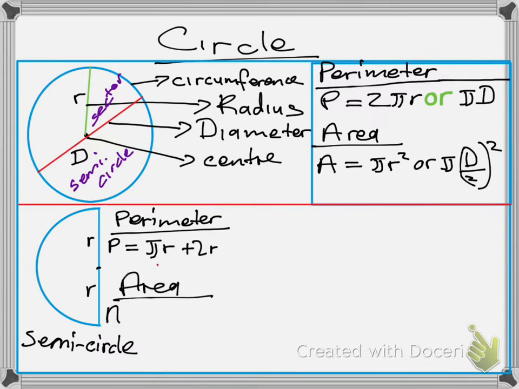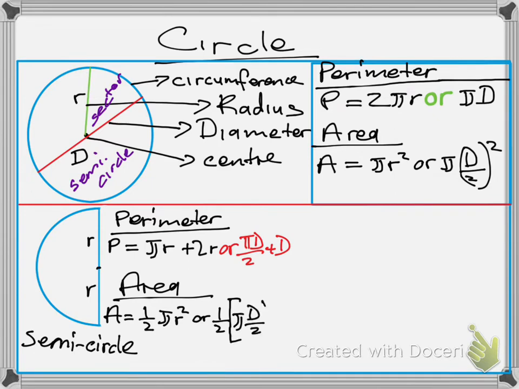So we can also say the perimeter is half pi d, or pi d divided by 2, plus the diameter, which is another formula, right? Moving on, the area of a semicircle becomes half that of a circle, which is half of pi r squared.